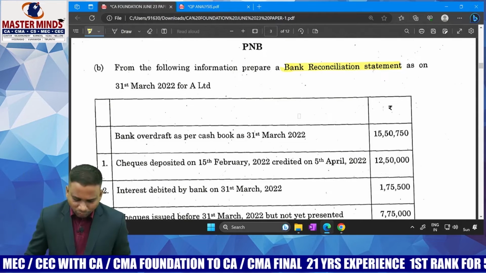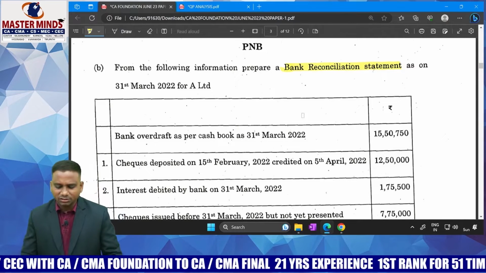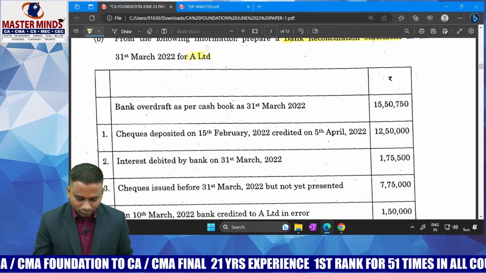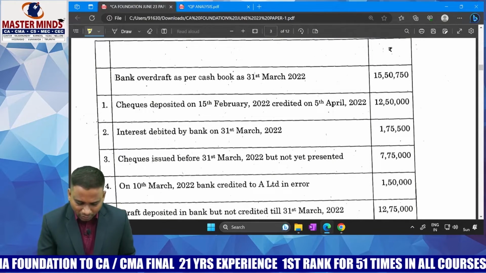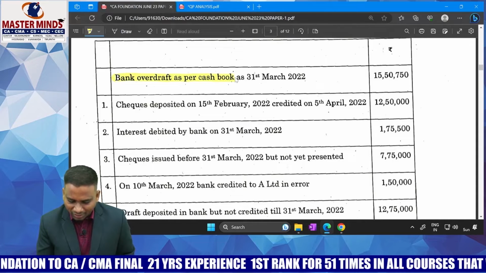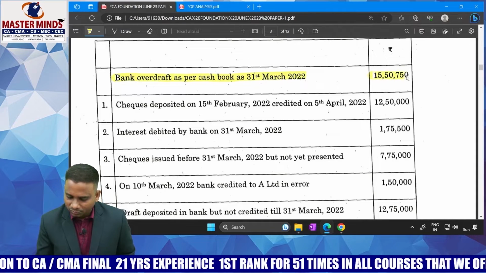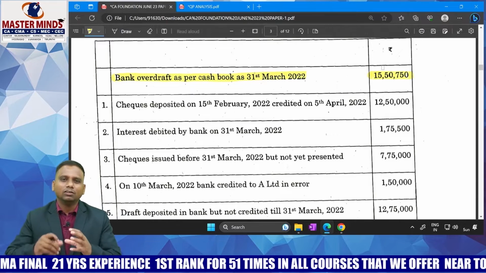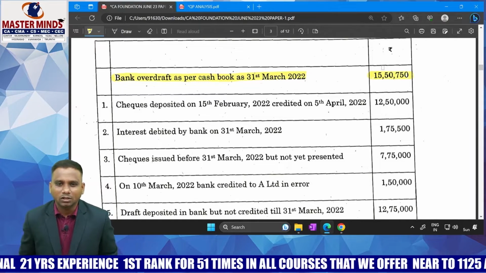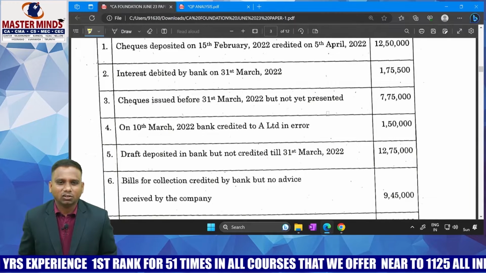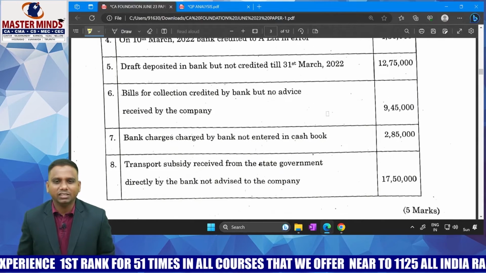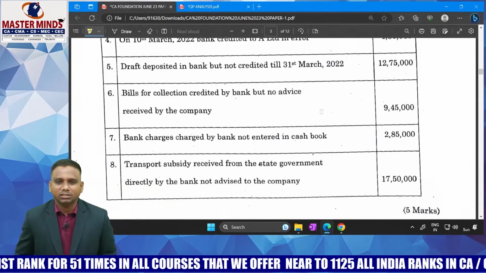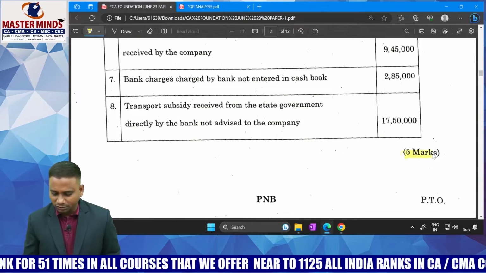Look at, from the following information, prepare bank reconciliation statement as on 31st March 2022 for A Limited. Fine. Here look at bank overdraft as per cash book. They have given bank overdraft as per cash book. So, it is an overdraft question. Yes or no? See how many differences or causes we have. Almost 8 causes. Oh my god. 8 causes. Yes. But this is for how many marks? Observe. Just for 5 marks.